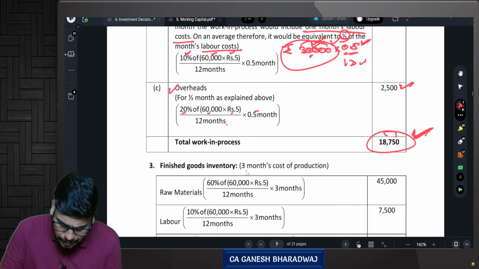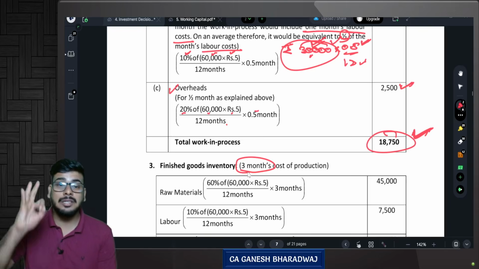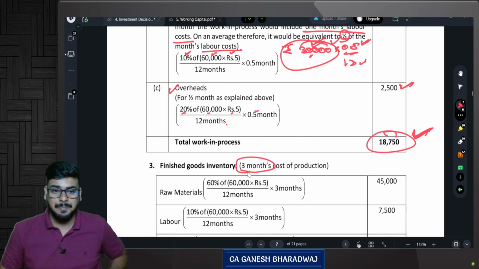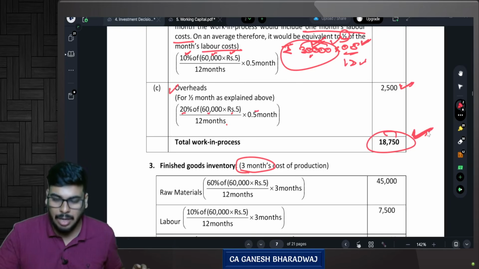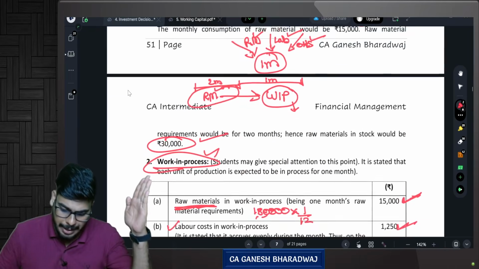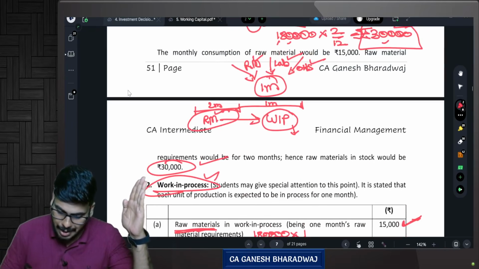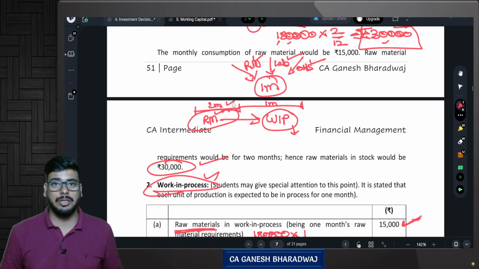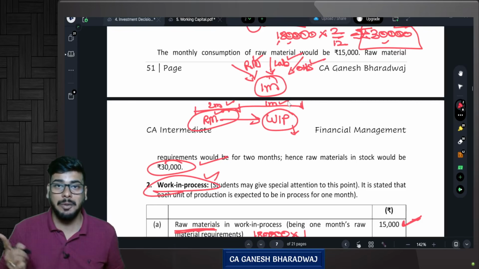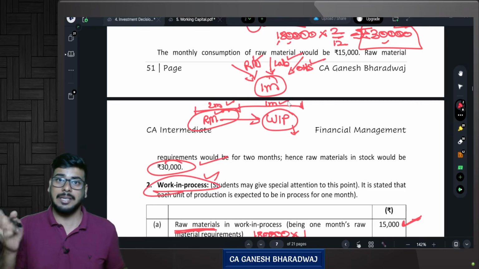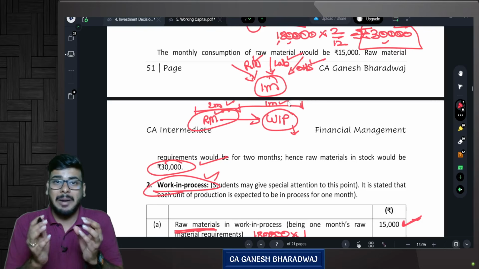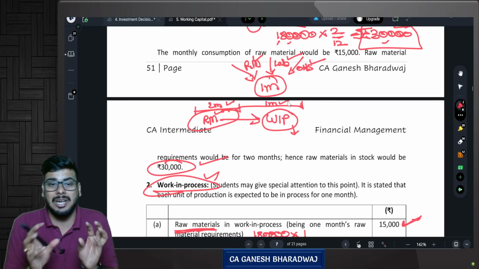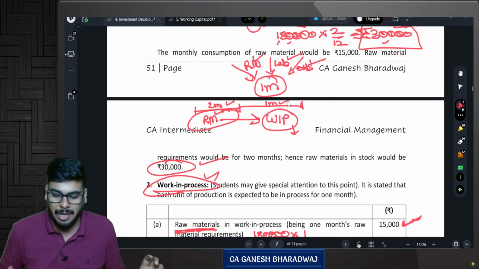They are saying finished goods, 3 months cost of production. That is, after producing, first I had my raw material for how much? First I had my raw material for 2 months, correct? Here, only raw material cost was blocked, correct? Then for the next 1 month, raw material cost plus labor cost plus overhead cost, but labor and overheads were incurred proportionately, that is, they were incurred evenly. So I took only 50% of labor and overheads, correct?